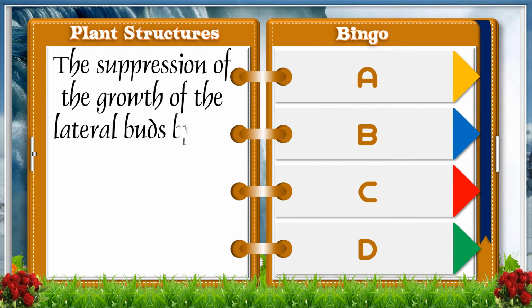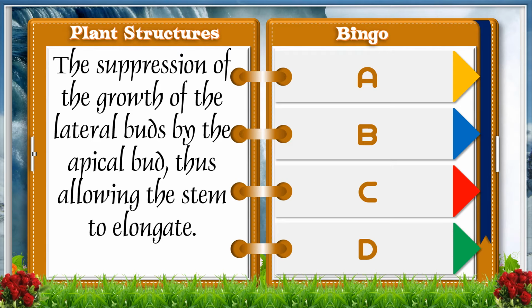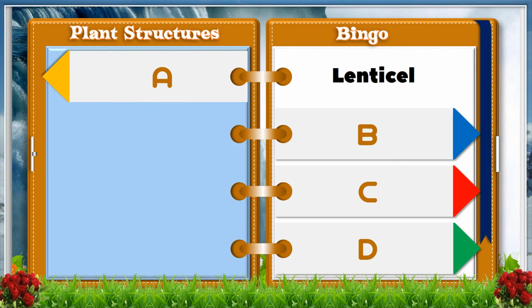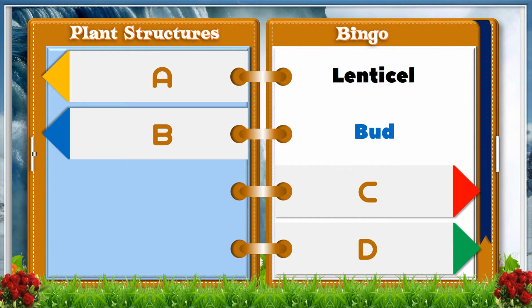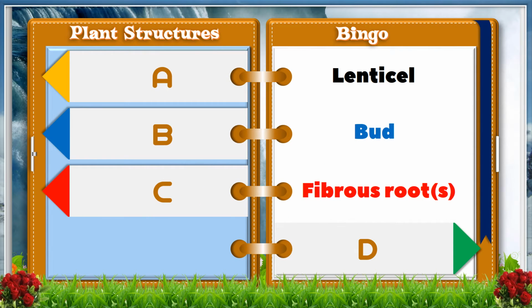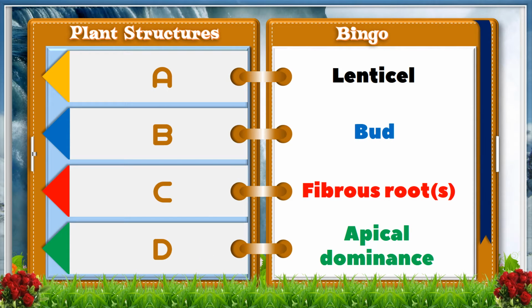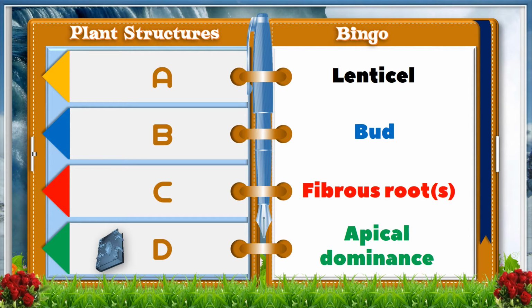The suppression of the growth of lateral buds by the apical bud, thus allowing the stem to elongate. A. Lenticel. B. Bud. C. Fibrous root. D. Apical dominance. And the answer is D. Apical dominance.